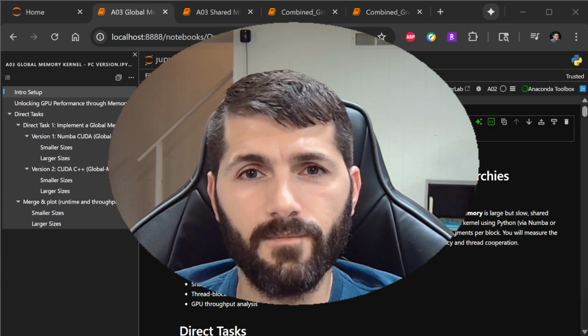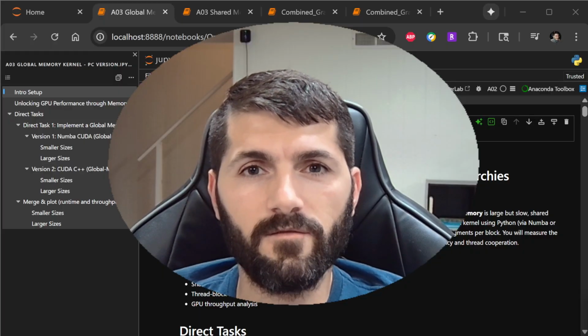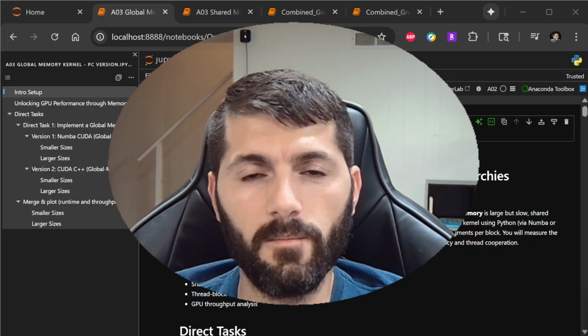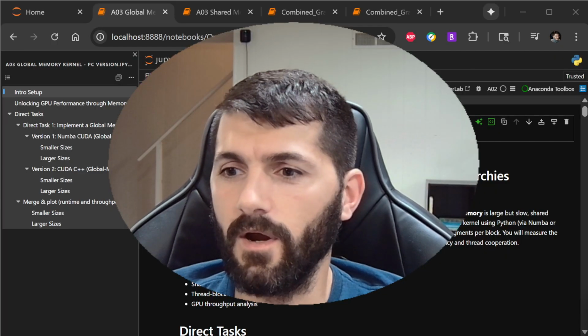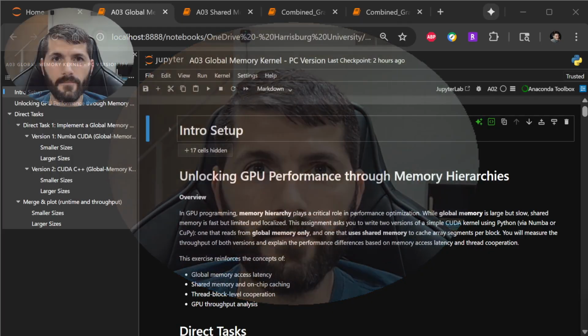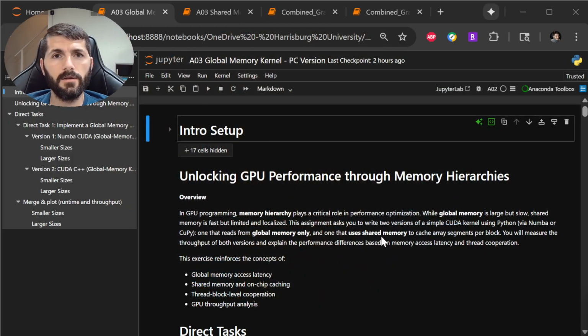I am Matthew Isler, and this is another one of my assignments for my PhD program in Computational Sciences and Engineering. So I'm going to jump right into this here. The assignment for today is essentially regarding unlocking GPU performance through memory hierarchies.